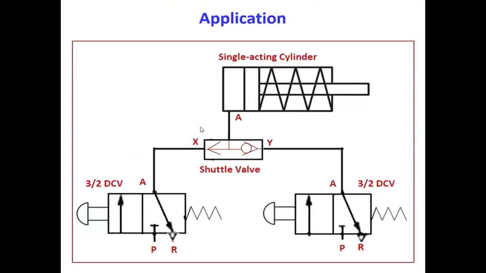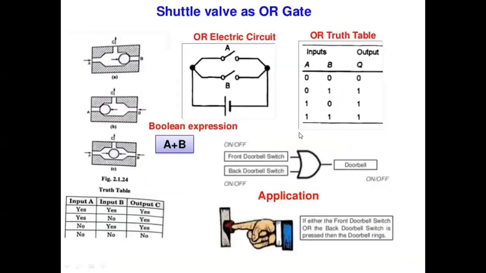This figure shows a 3/2 direction control valve. Here, in the shuttle valve, when pressure X increases, then Y is closed, and when pressure Y increases, the ball goes to the X side and flow goes from Y to A. This is a single acting cylinder.